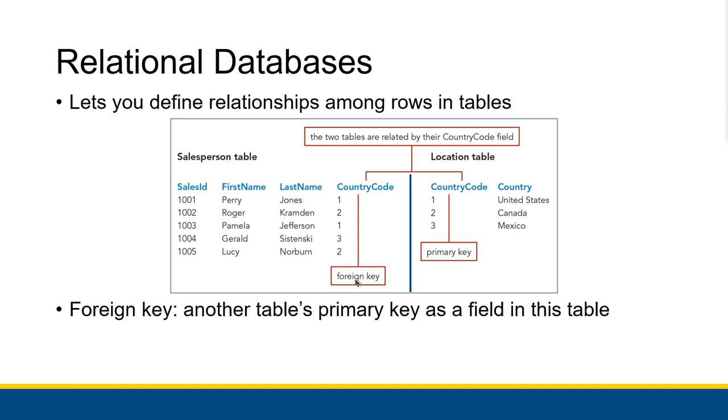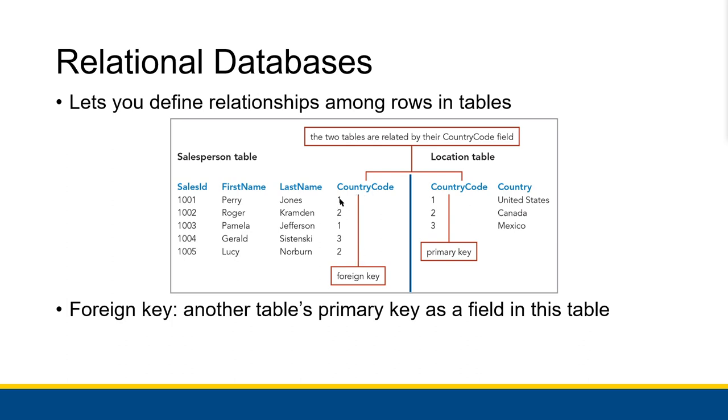So you'll see this foreign key right here in the salesperson country code table. The foreign key says that when I'm in the salesperson table, country code is a foreign key because country code is a primary key in the location table. So a foreign key in one table essentially is a primary key in another table, and the foreign key is just going to be some field.